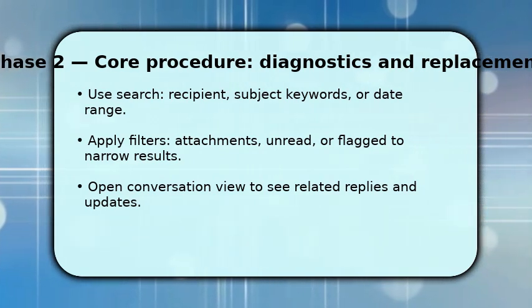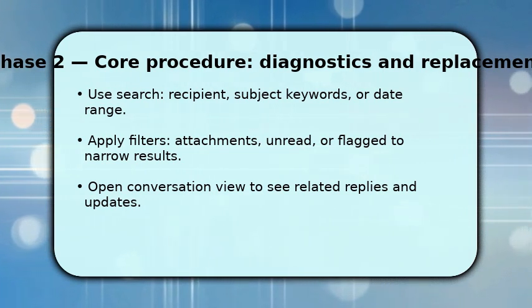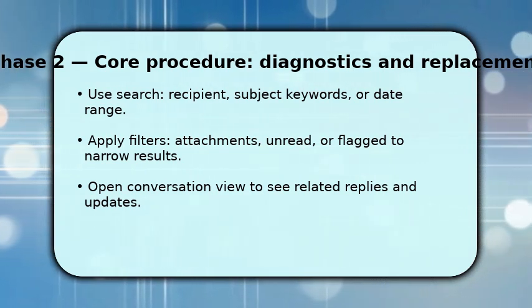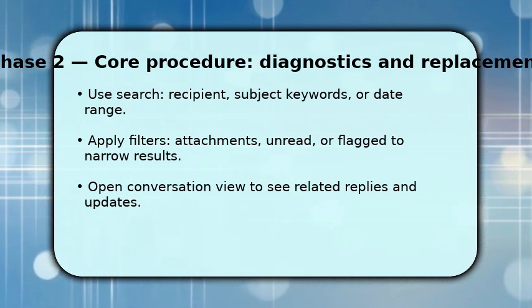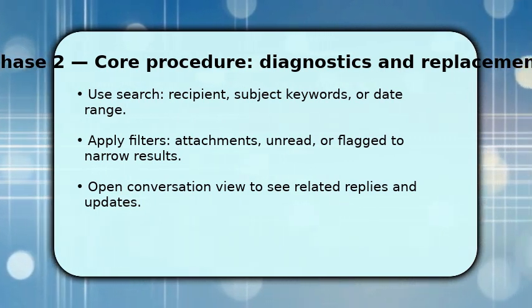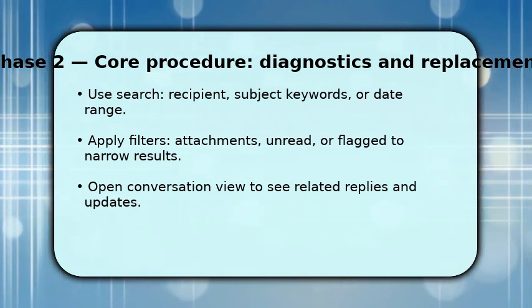If your client offers filters, apply attachments or date ranges to reduce clutter. Make sure Conversation View is enabled if you want the full thread. That shows replies and forwards in context. When you see the likely message, open it to inspect headers and body. This confirms you sent the right content and shows any attachments you included.